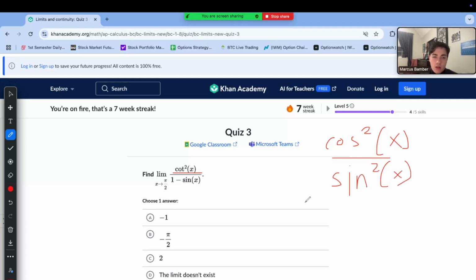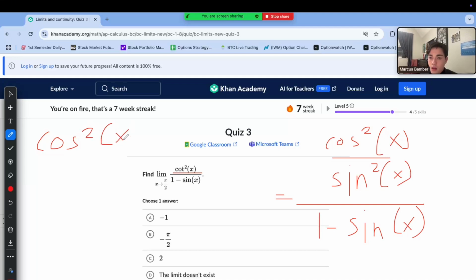And so now our expression is going to look like this. Our numerator is cosine squared of x divided by sine squared of x, and our denominator is 1 minus sine of x. We're going to go ahead and combine both denominators. When we have two denominators, we can move them next to each other and just multiply the two denominators together. So we're going to rewrite this expression as cosine squared of x in our numerator, and then our denominator is just these two multiplied by each other.